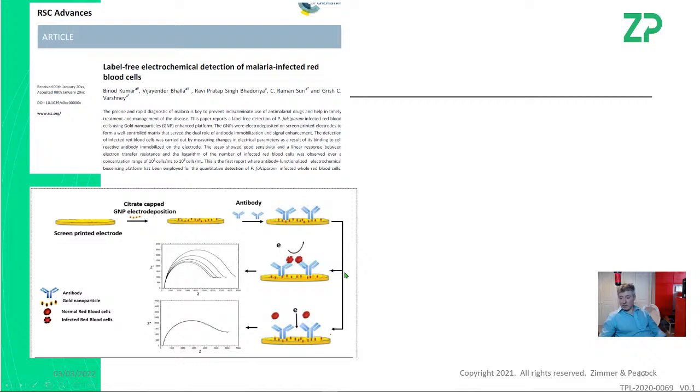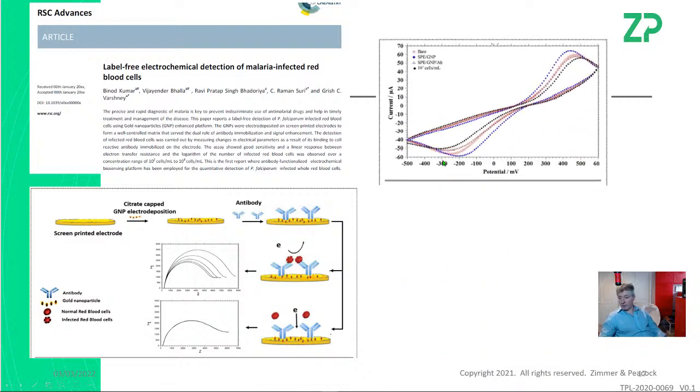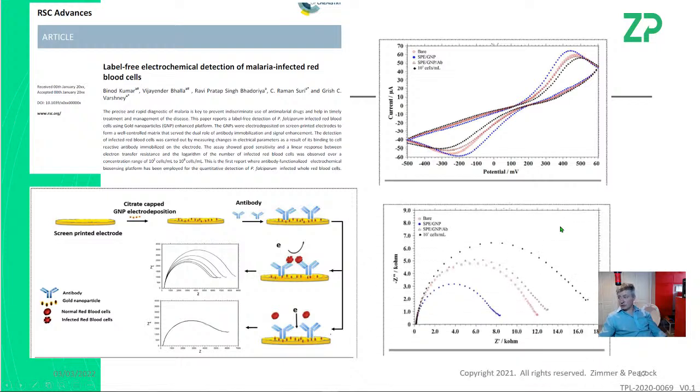Now, in this particular paper, the things that I noticed were that, in fact, they are using exactly the same immunosensor strategy that I was talking about earlier on. And I also noticed that they were doing exactly what we were talking about, which was, as they were layering the materials onto this electrode, they were measuring the signal by cyclic voltammetry, and the signal was changing with each layer. So it tells me they're basically doing the same as what we tell people to do at Zimmer and Peacock, which is reassuring. And then they finally measured it using impedance spectroscopy.